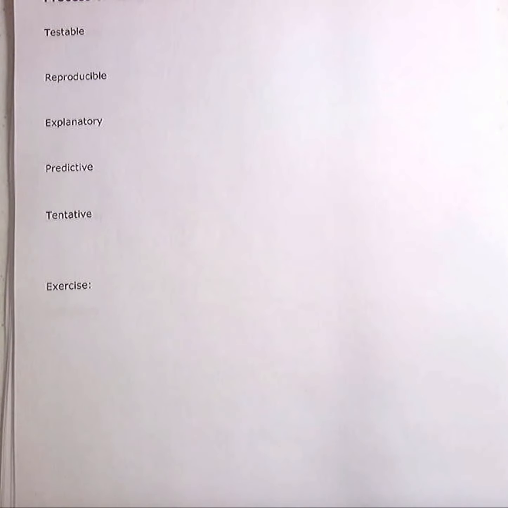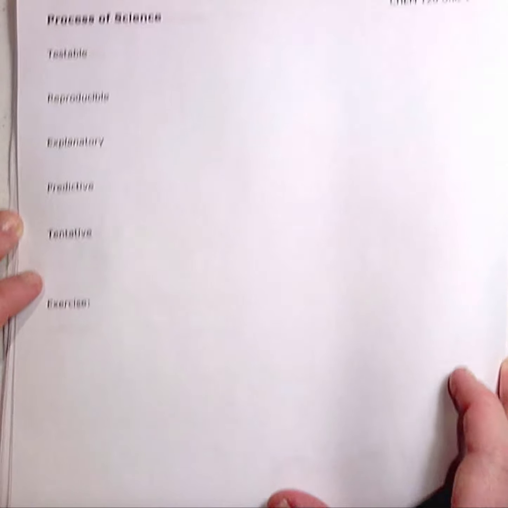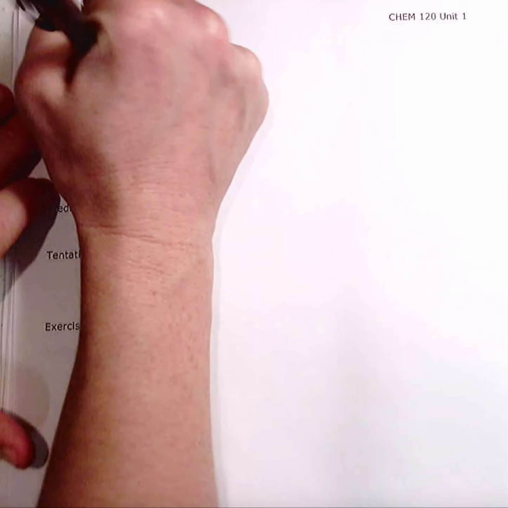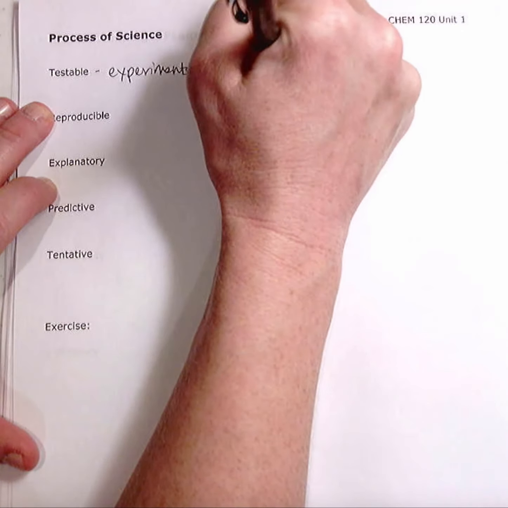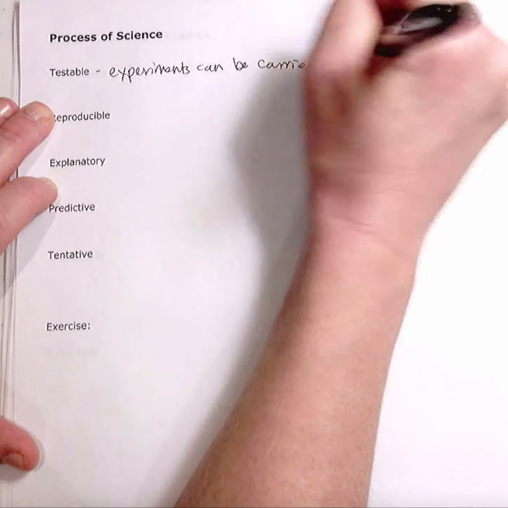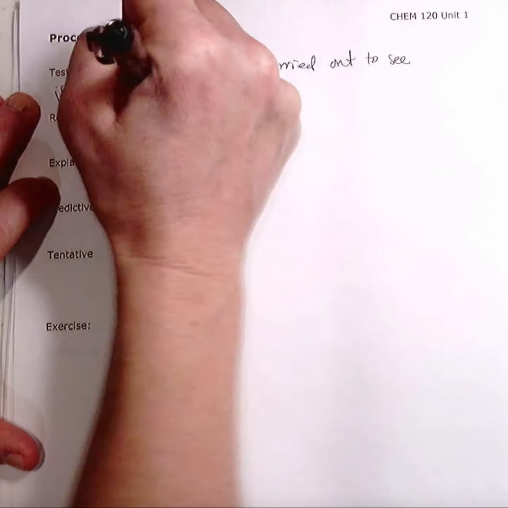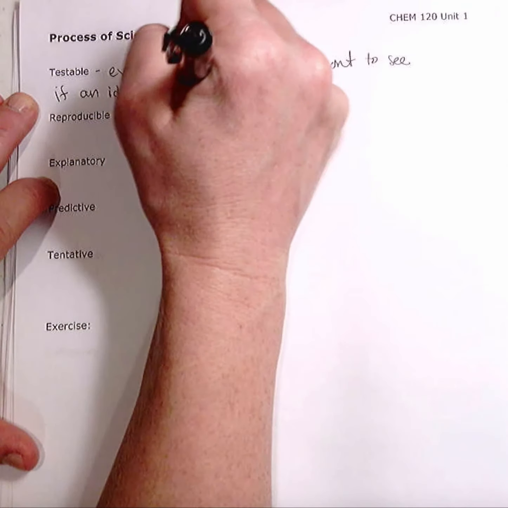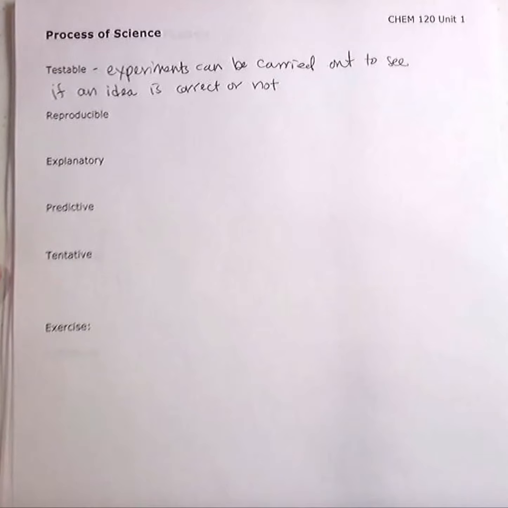Science is the accumulation of knowledge about our world. Science is testable. So experiments can be carried out to see if an idea is correct or not. Okay. Science is reproducible. So we talked about this on the first page. The same experiment should always give the same results.